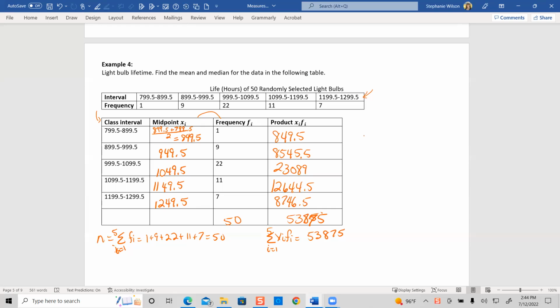To find our mean, we're going to take the sum of that product, which is 53875, and divide it by the number of the frequencies, which is 50. And we come out with 1077.5, and that is our mean.